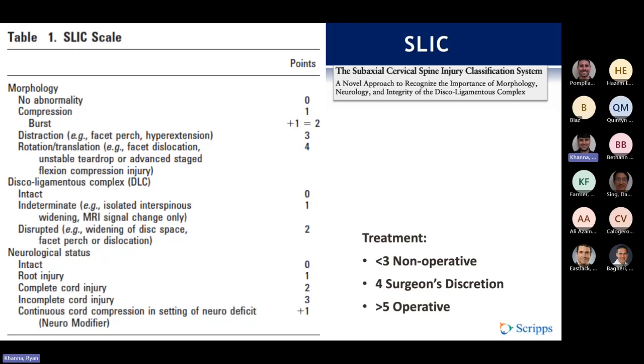One important thing is that the discal ligamentous complex is different in this classification versus TLICS, in that it includes both the intervertebral disc and the anterior and posterior longitudinal ligaments, versus the TLICS classification, which is focused on the posterior column. And neurologic status, what they present with when they come to you, is the most influential predictor of how they're going to do after, whether we treat them non-operatively or operatively.